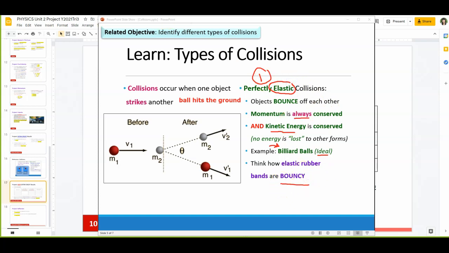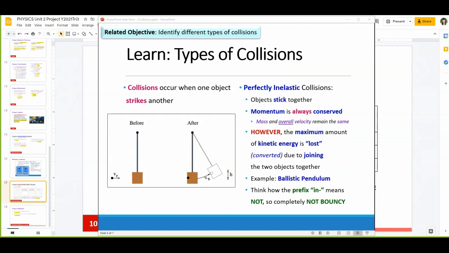So perfectly elastic collisions, you should think they bounce off of each other. Now the next type is going to be what we call perfectly inelastic collisions. So inelastic is the opposite. This time they do not bounce. So this time the objects actually stick together.